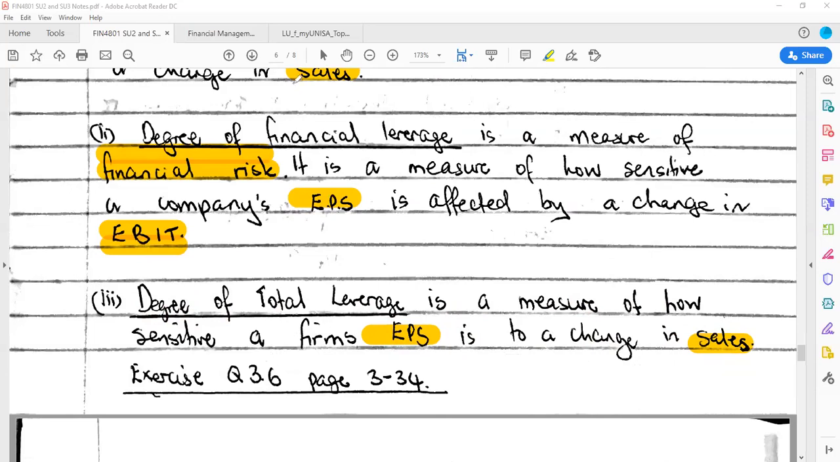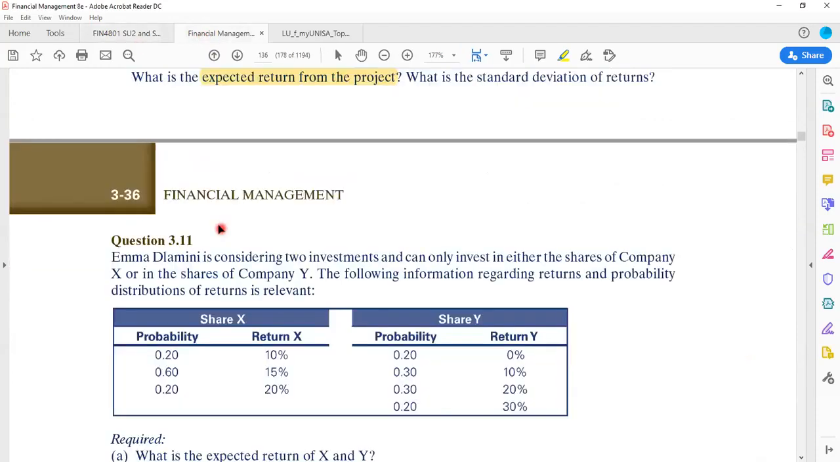So just to help you with these measures of leverage, which I'm sure you've come across before in your studies, I want you to look at this question as homework, and then I'll give you the solutions in the next class. Question 3.6.